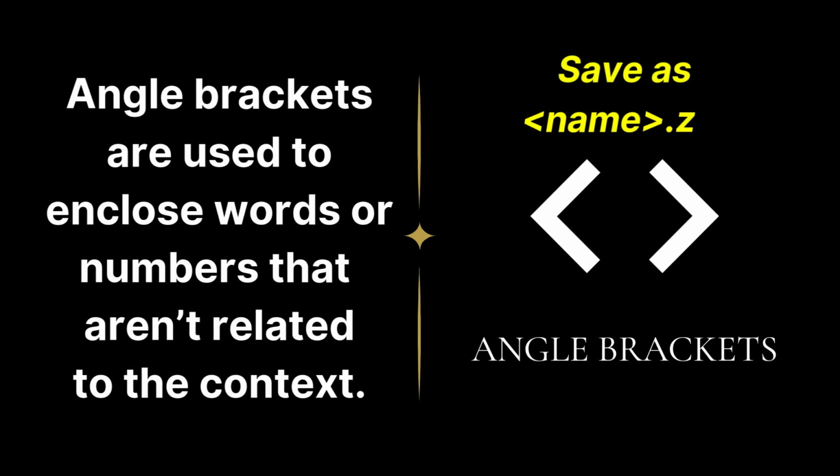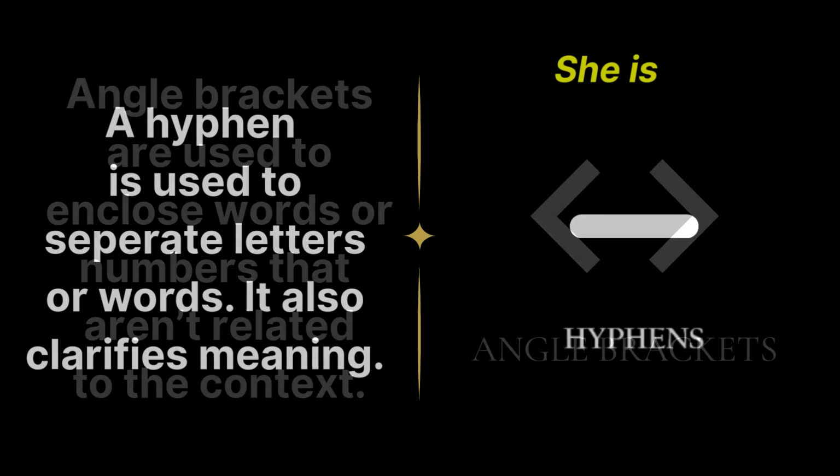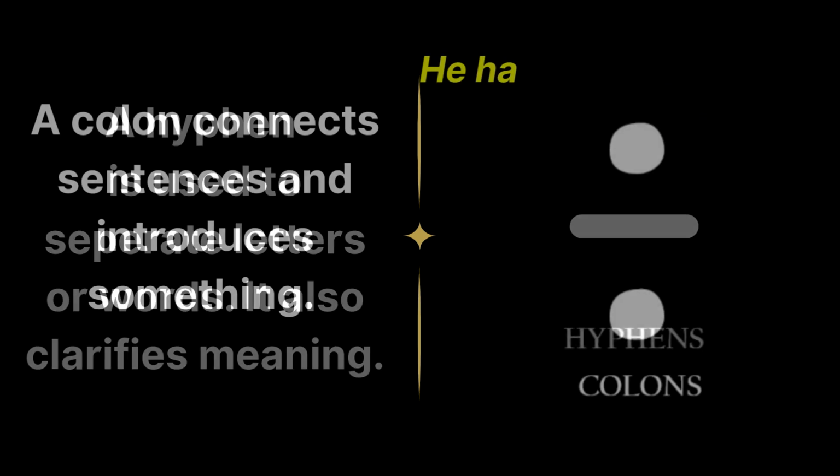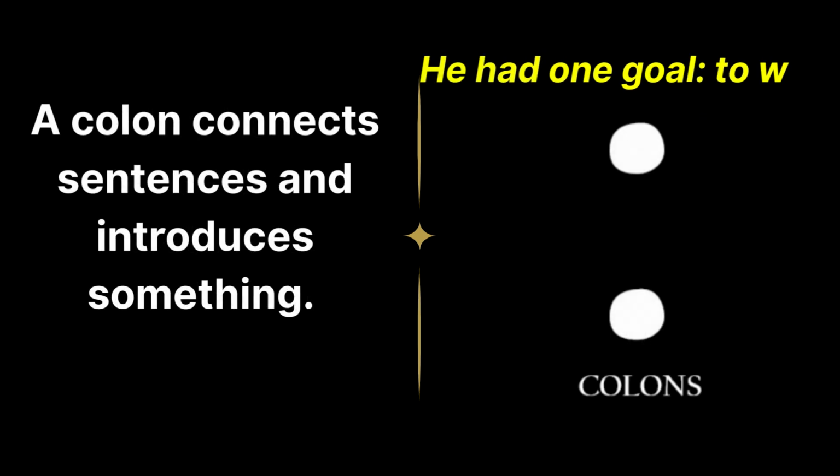Angle brackets are used to enclose words or numbers that aren't related to the context. A hyphen is used to separate letters or words. It also clarifies meaning. A colon connects sentences and introduces something.